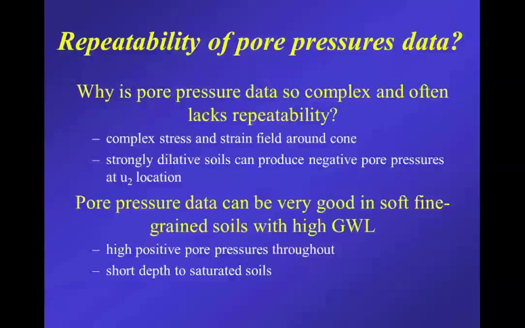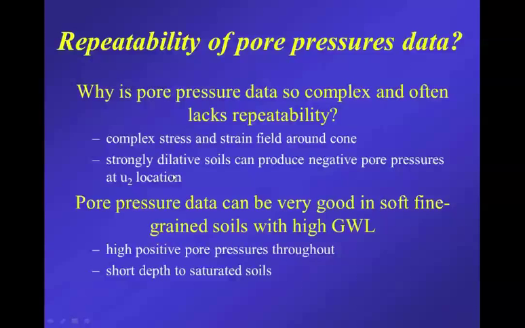So why is the pore pressure data so complex and often lacking repeatability? Really it's the complex stress and strain field around the cone, and in strongly dilative soils you can actually get negative pore pressures at the U2 location. The reason is that on the face of the cone you often get very high pore pressures, because it's a region of high compression, high octahedral stresses. Of course, a lot of shear stresses too, but you've got both of them together.